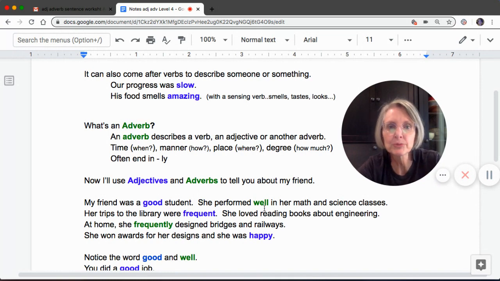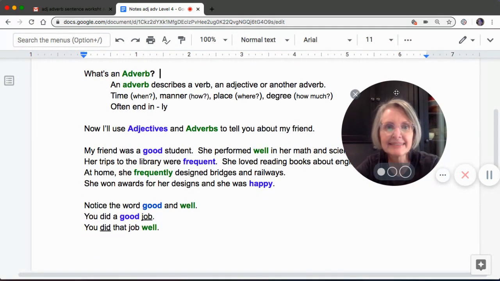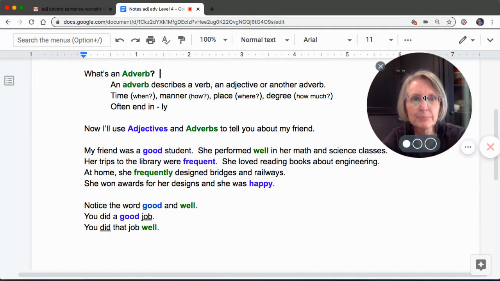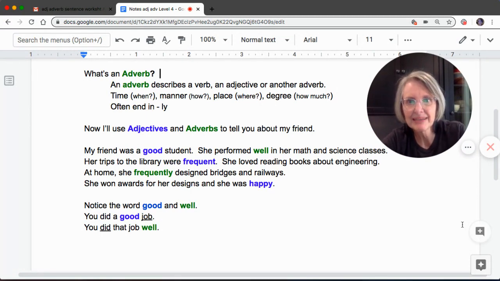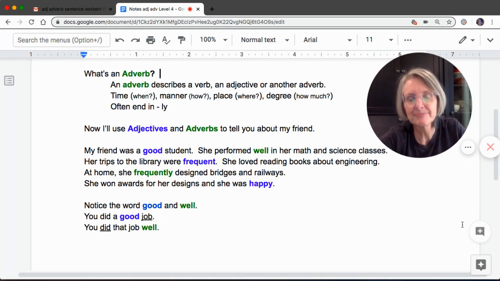Okay, I found this little story. So it's just a few sentences in a row. And in these, I have the adjectives in blue and the adverbs I have in green. Okay, so let's just go through this together. My friend was a good student. She performed well in her math and science classes. Her trips to the library were frequent. She loved reading books about engineering. At home, she frequently designed bridges and railways. She won awards for her designs, and she was happy.